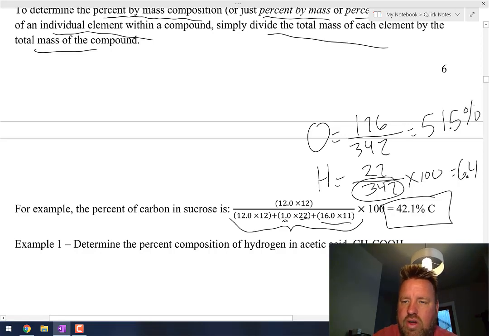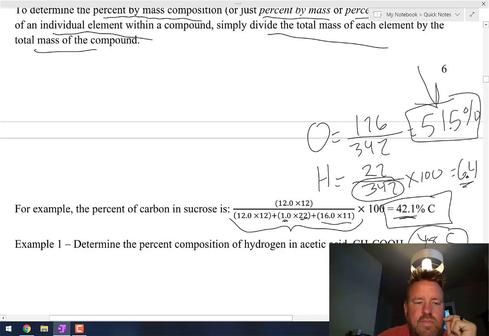Another way you could have done that is to go, well, wait a minute. If you take 42.1 and add 6.4, that's 48.5. And if there's only 3 elements in the compound, and remember it has to add up to 100%, then 100% minus 48.5, big surprise, equals what?